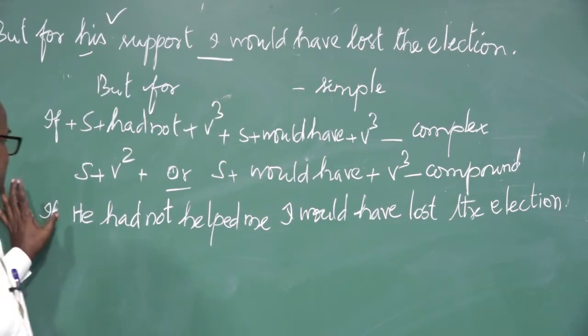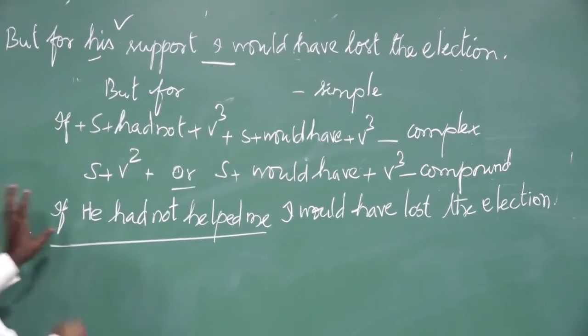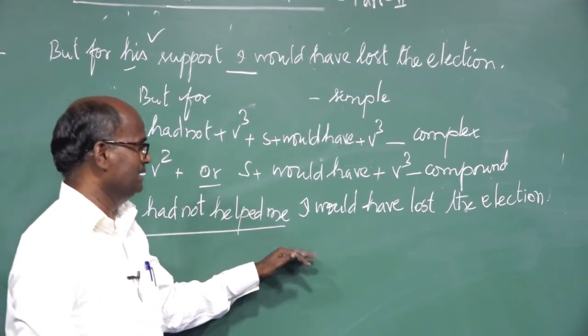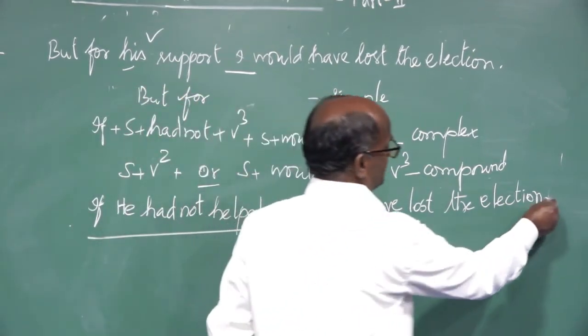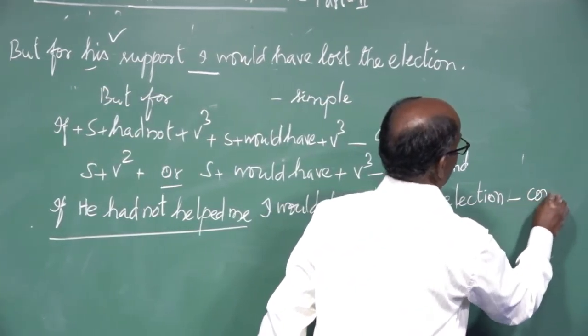This is complex. This is the subordinate clause. If he had not helped me, subordinate clause, I would have lost the election is the main clause. This is complex.